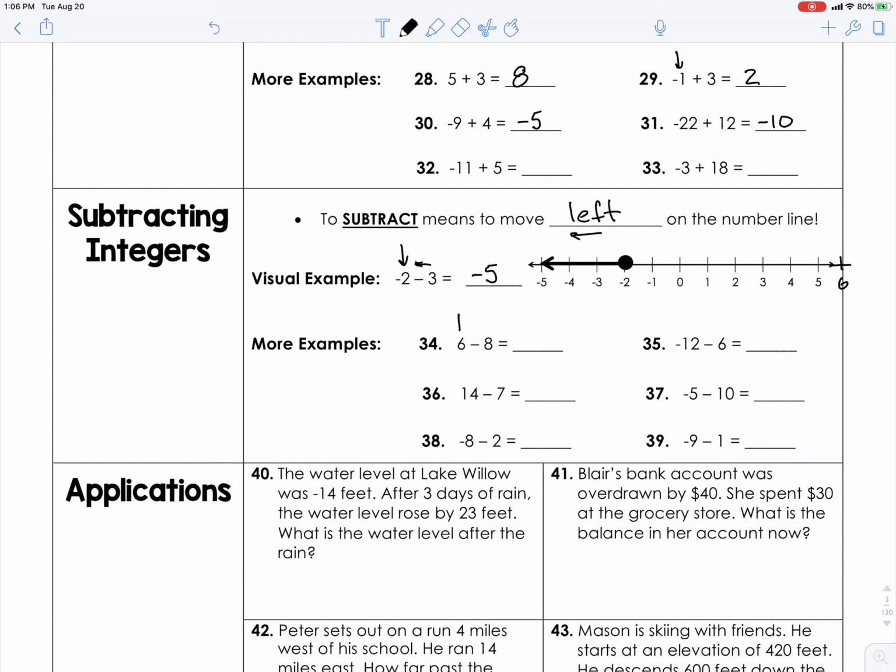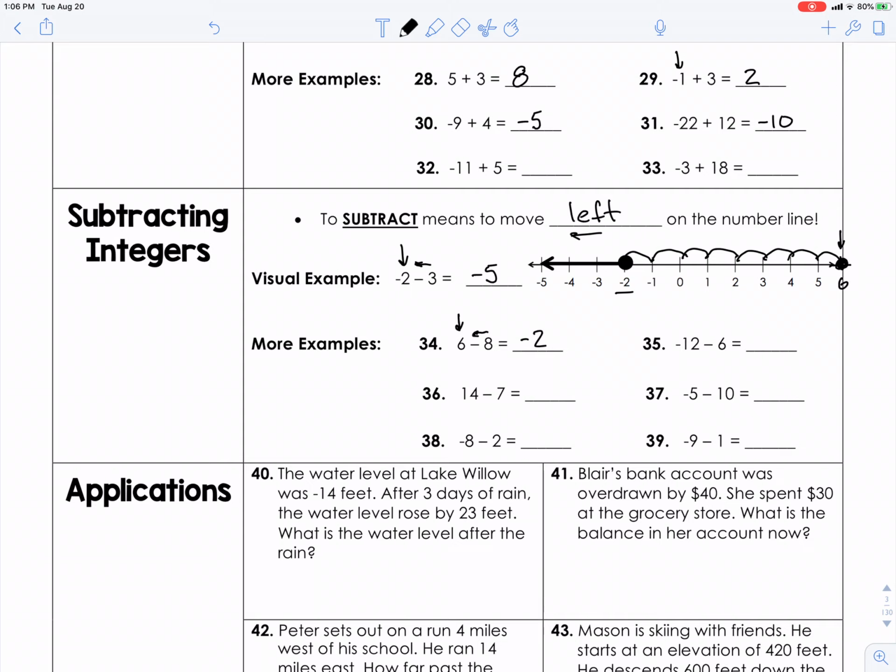So we're going to start at 6. Then we're going to go left 8 units. 1, 2, 3, 4, 5, 6, 7, 8. Well, where did we end up? We ended up back at -2 again. So now we know that 6 minus 8 is -2.